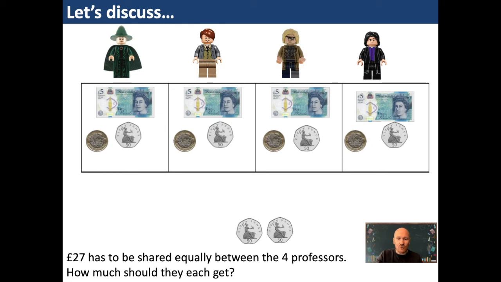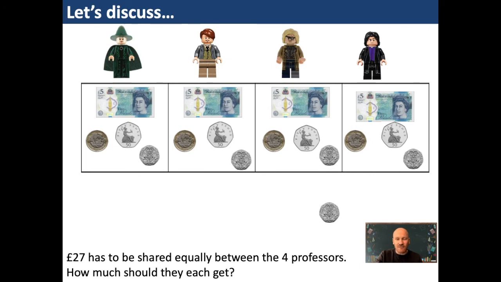Now I can't share those 2 50 pences out between the 4 professors, but what I can do is go and get change again. And this time, let's change that into 20 pences. So now I've got 5 20 pences. I've got enough to give each of them 20 pence. I've got 1 20 pence left.